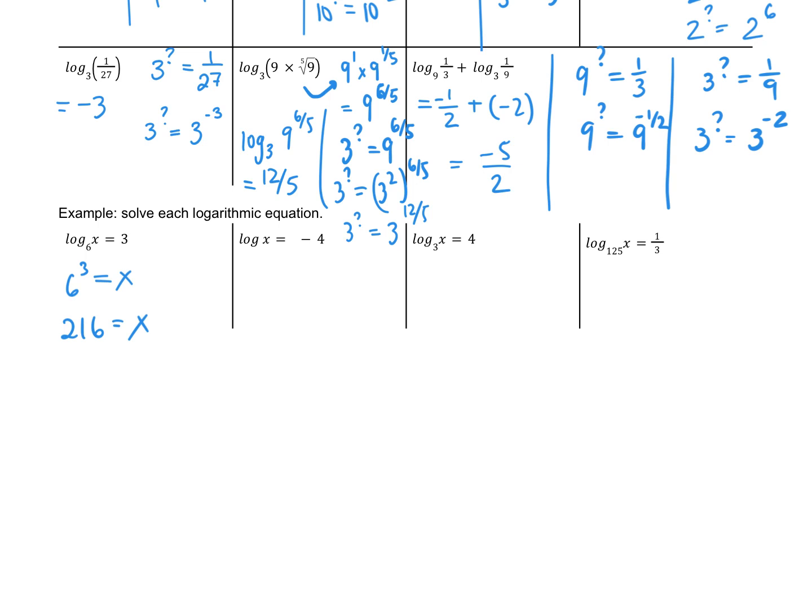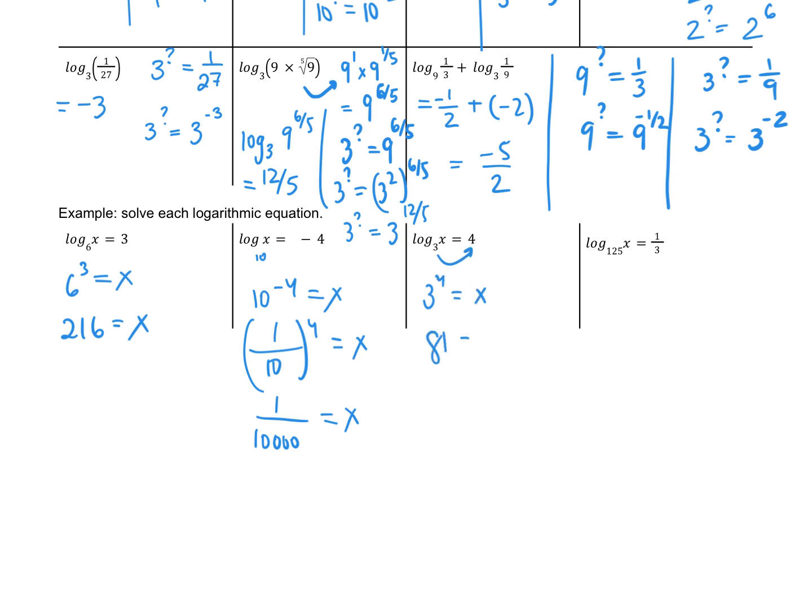216. There we are. The next one, remember, invisible base of 10. 10 to the power of negative 4 equals x. Negative exponents mean reciprocals, so this would be like 1 over 10 to the power of 4. And then 10 to the power of 4 is 10,000. So 1 over 10,000. Next one, base is 3 to the power of 4 equals x. That's 81.